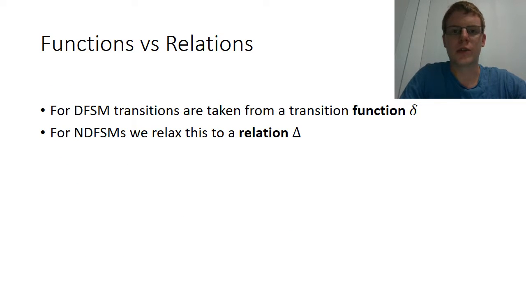Ultimately, the difference between a deterministic and a non-deterministic finite state machine comes down to delta. So for the deterministic variants, which you've already seen before, you know that delta takes the form of a transition function. Whereas for the non-deterministic finite state machines, this is relaxed to be a transition relation, and we usually represent it with an uppercase delta instead.